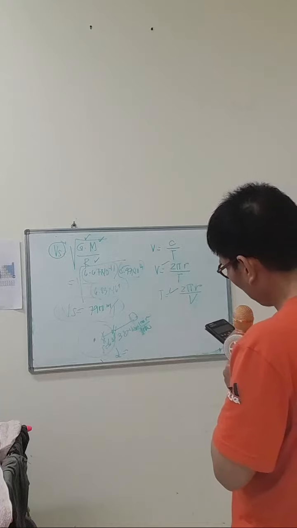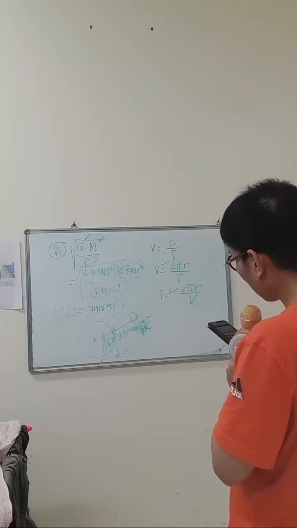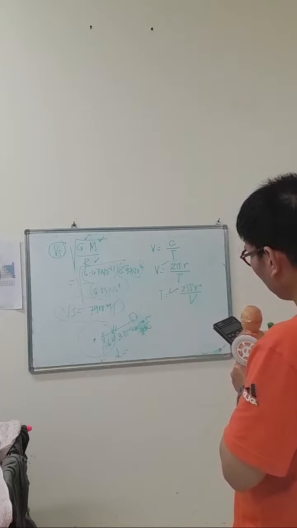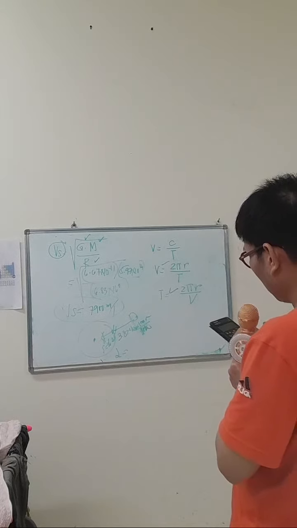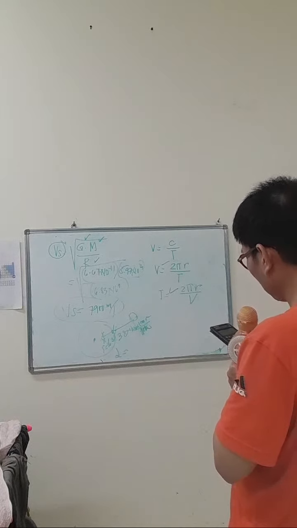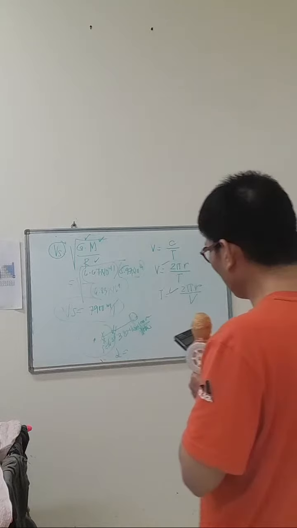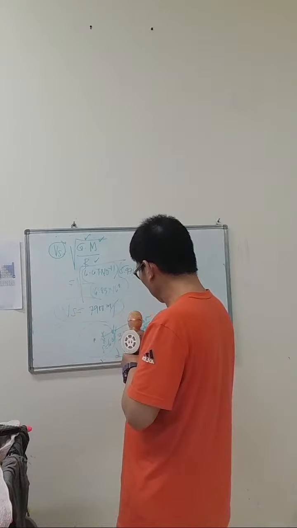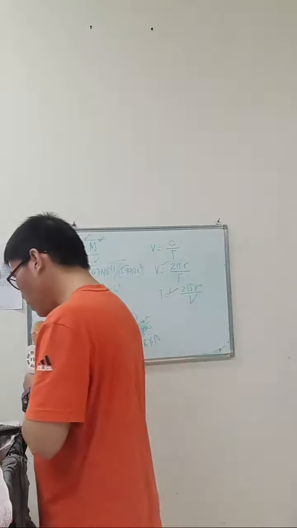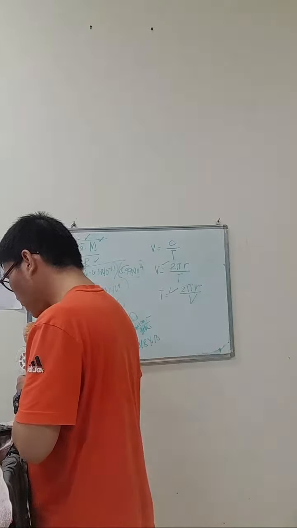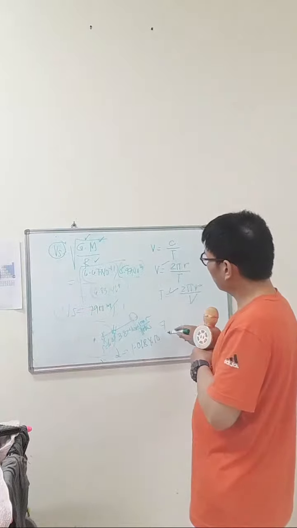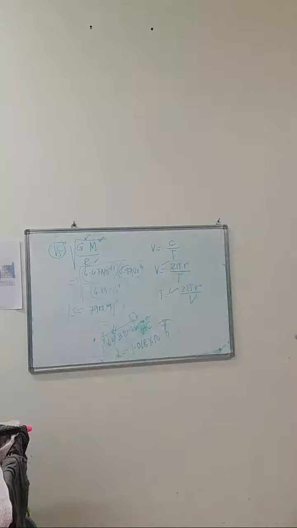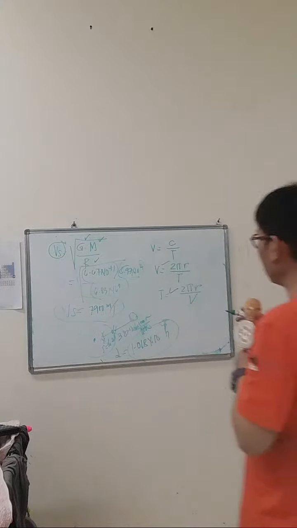3,800 kilometers, and 1 kilometer is 1,000 meters, so times 1,000 meters, plus 6.38 times 10 to the 6 is equal to 1.018 times 10 to the 7. That is the height of the satellite, the distance D. And then you have the velocity.